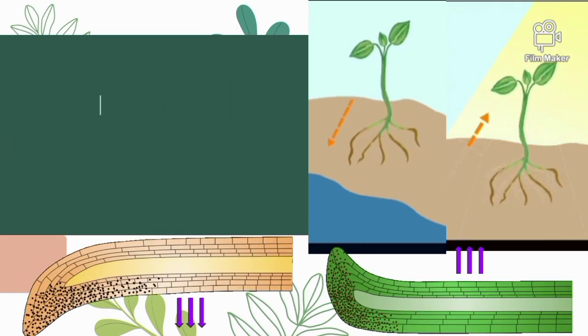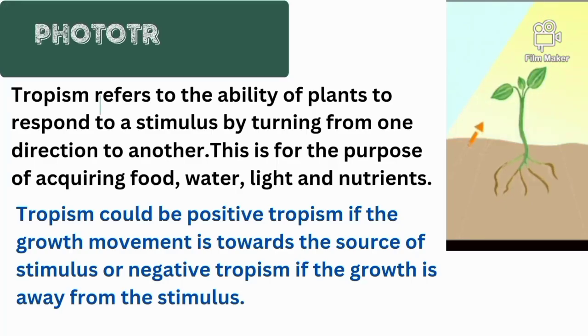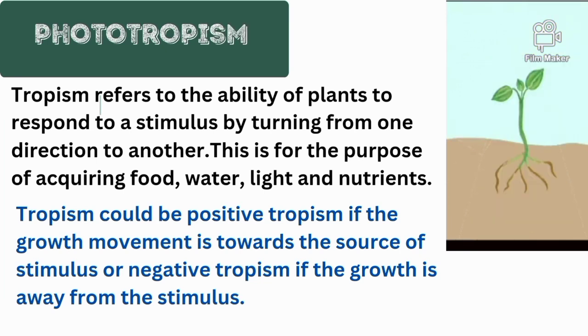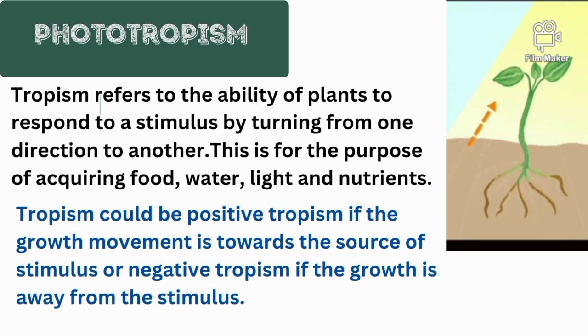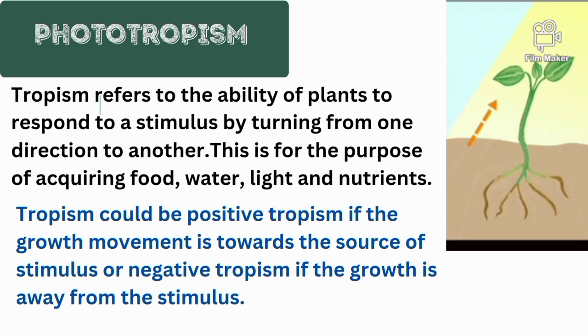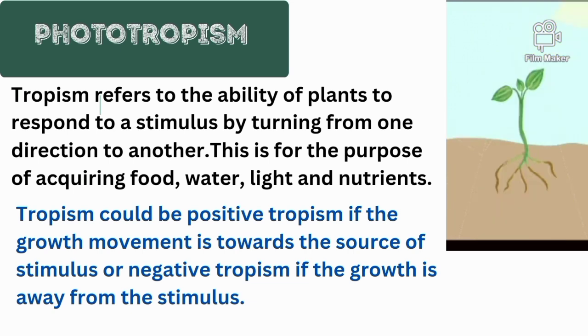So, what do we call tropism? Tropism refers to the ability of plants to respond to stimulus by turning from one direction to another. It is attained by a unidirectional active growth movement. Now, tropism could be positive or negative.